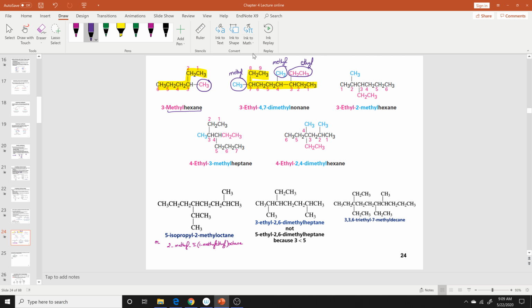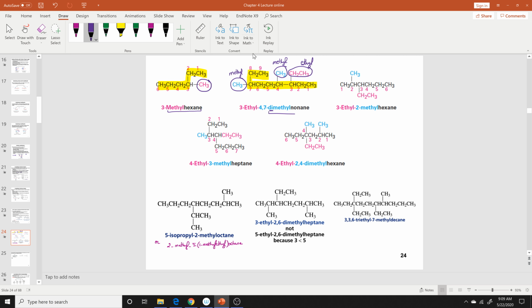So in this case, the ethyl gets the lowest number, so I have to start numbering from this side. It's going to be 3-ethyl. Now the CH3s are 2, right? 2 of the same kind. I'm going to group them and put di. And since I did put di over here, then I need to have 2 numbers in front of that. Carbon 4 and carbon 7, I need to specify. Between the numbers, there's a comma. Between the letter and the number, there is a dash.